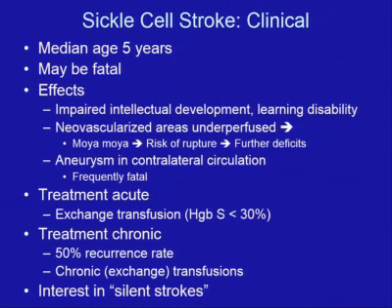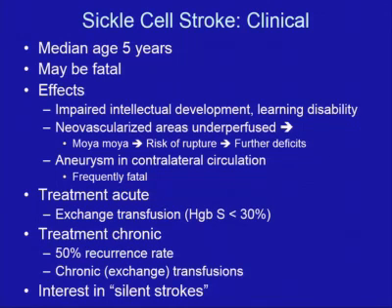Strokes happen early, so the median age is around 5 years. They certainly can be fatal. When they're not, they can lead to severe disability. And then with chronic sickling in the cerebral vasculature, you can get moyamoya-type disease, which also can be a problem. They can have aneurysms.